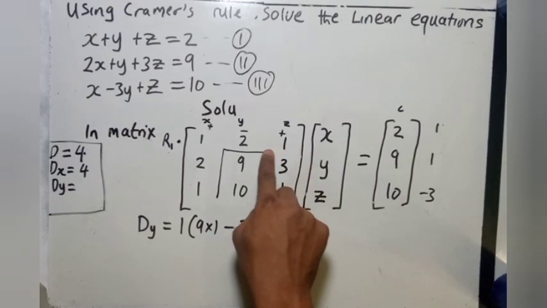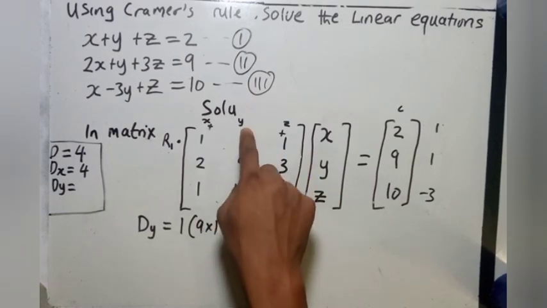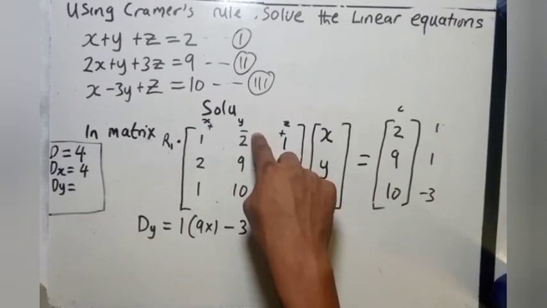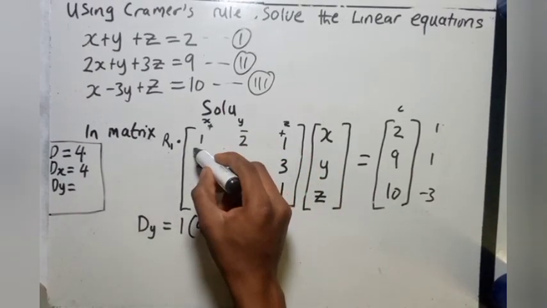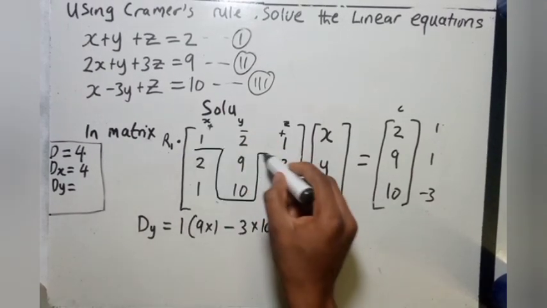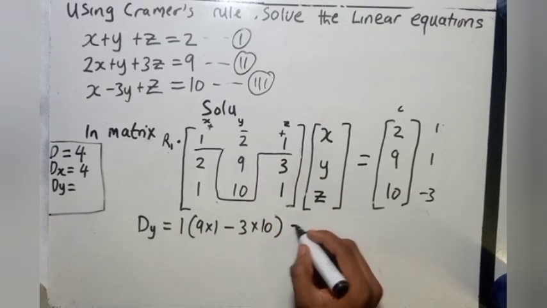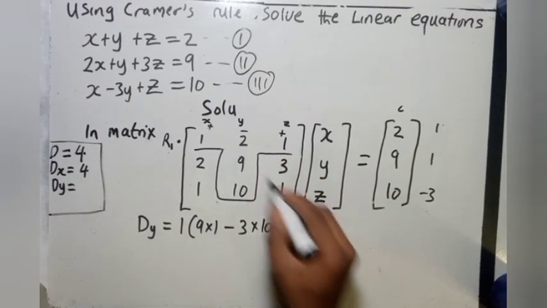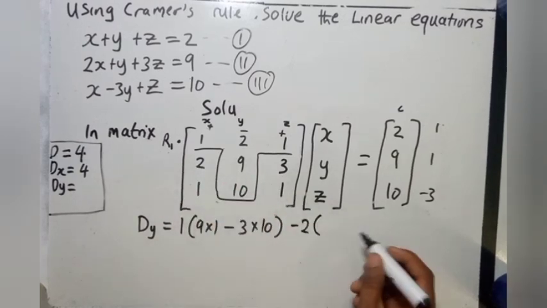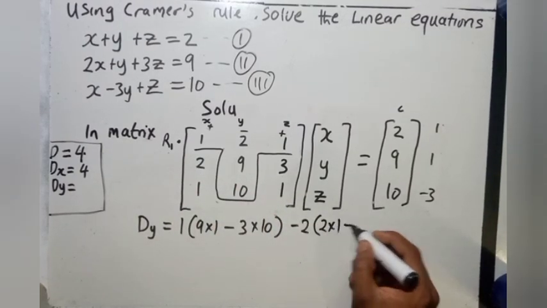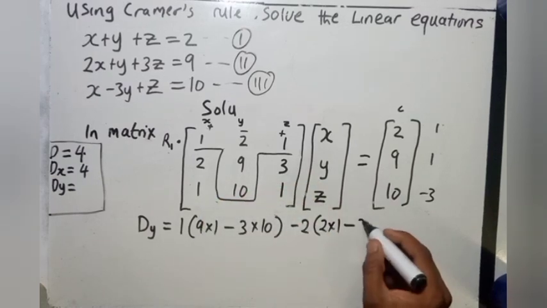For the next one, that's the one for the y column that we just replaced. If we are to find the determinant, to be having that for minus 2, is 2 by 2 will be 2 times 1 minus 3 times 1.